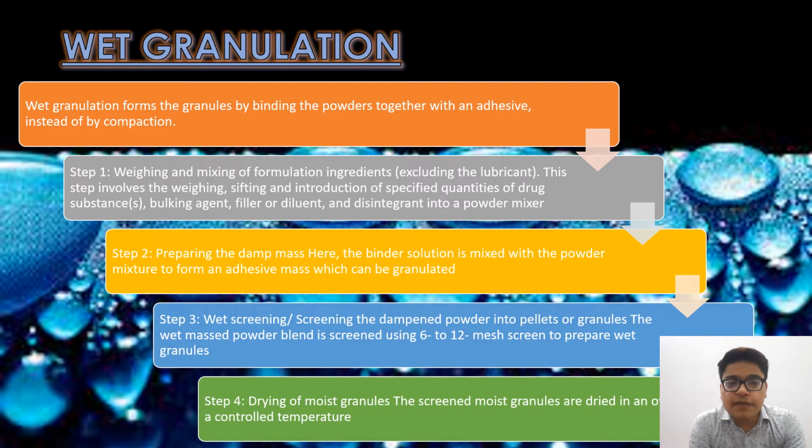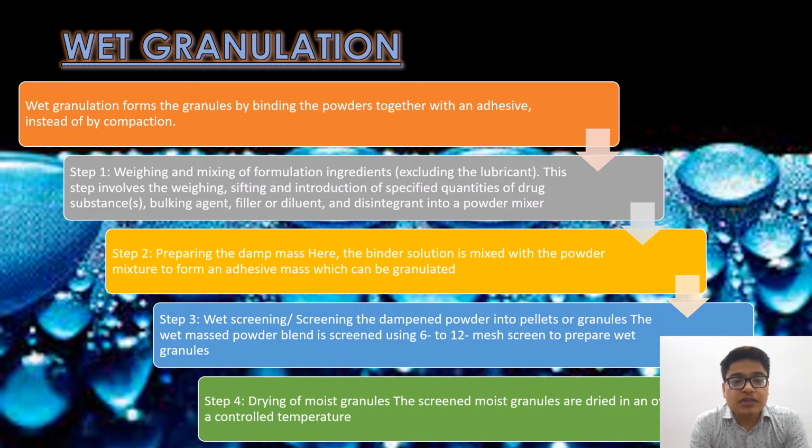In the first step we are weighing and mixing all the ingredients that are required. This step involves weighing, sifting, and introduction of the specified quantity of the drug substances, bulking agent, fillers, diluents and disintegrants into a powder mixture. Second is preparing the damp mass. The binder solution is mixed with the powder and the mixture forms an adhesive mass which can be granulated.